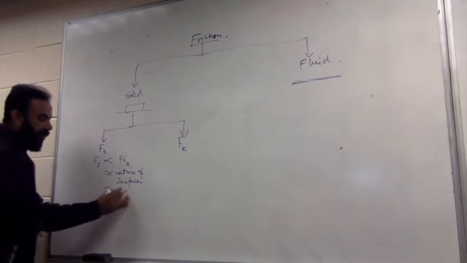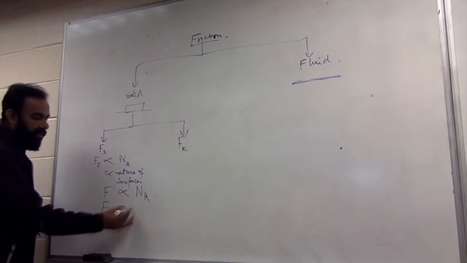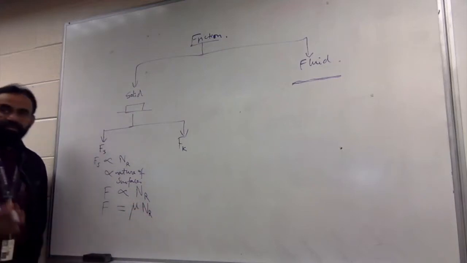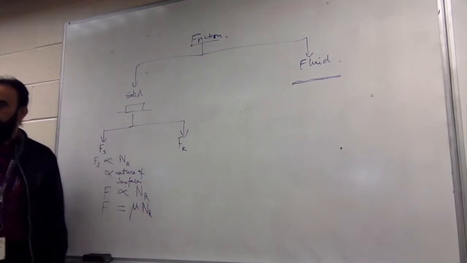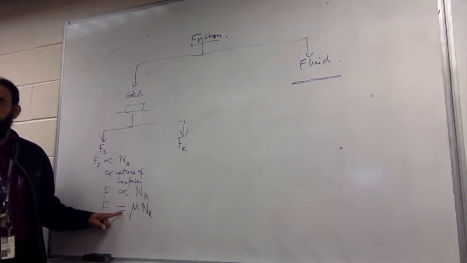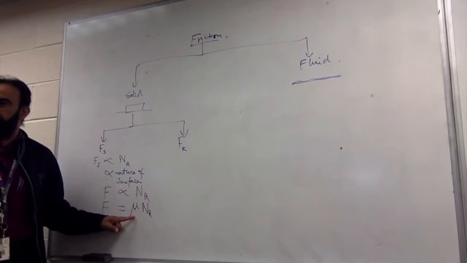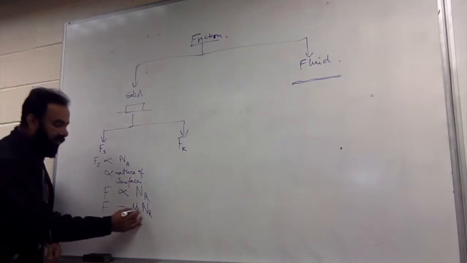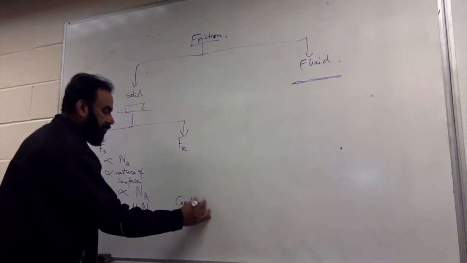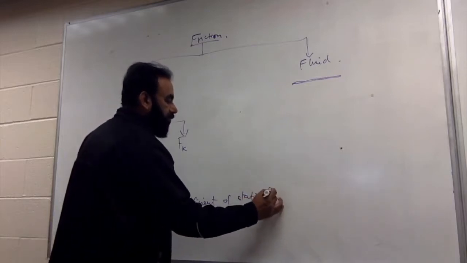And so F is proportional to NR, and F is equal to a constant of proportionality times NR. You know the constant of proportionality concept, right? If you have a proportional sign and you want to convert it into an equation, we need to bring in a constant. And this is what we call the coefficient of static friction.